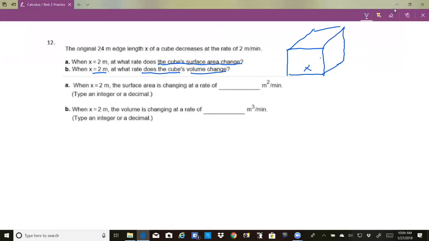Each edge of the cube is x. And the cube has 6 sides. So the surface area of the cube, which I'll denote by A, is going to be 6 times the area of one side, which is x squared. And the volume of the cube is just going to be x cubed.